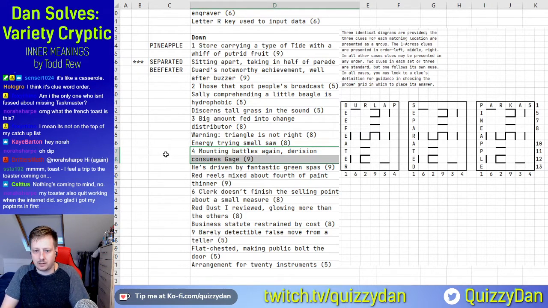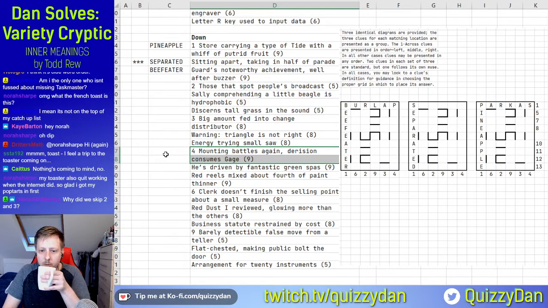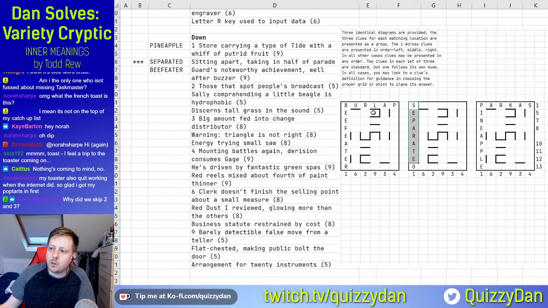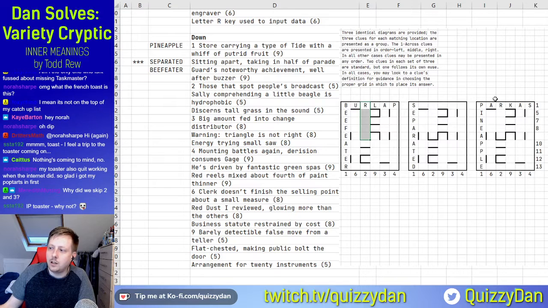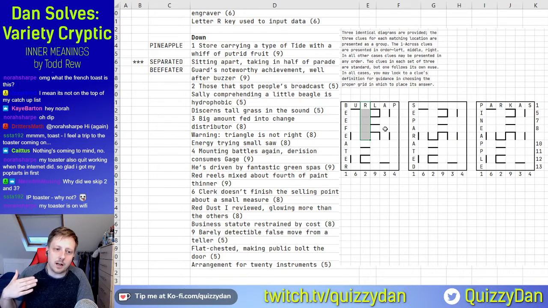Mounting battles. Again is usually RE. Why do we skip 2 and 3? Because we don't have any... We know that it's R, or something else.